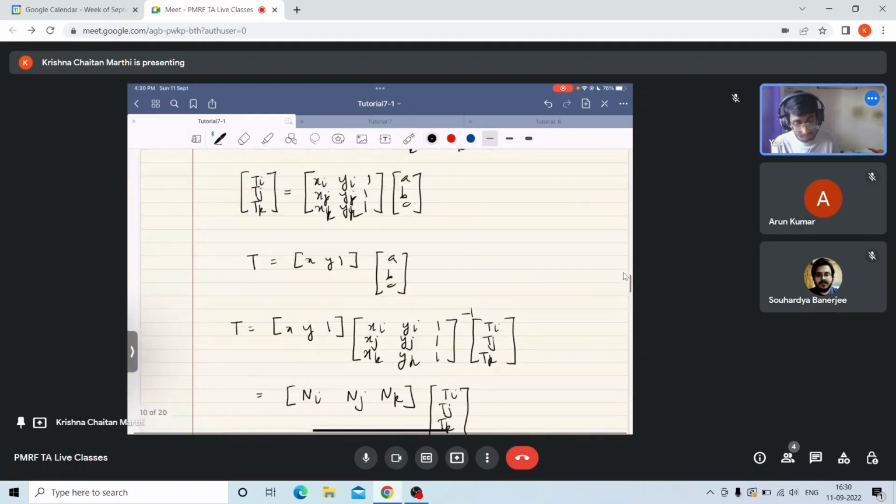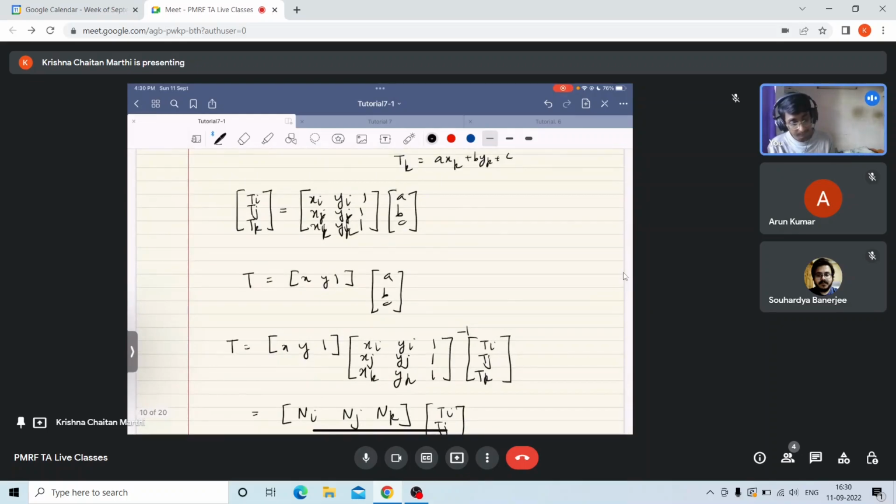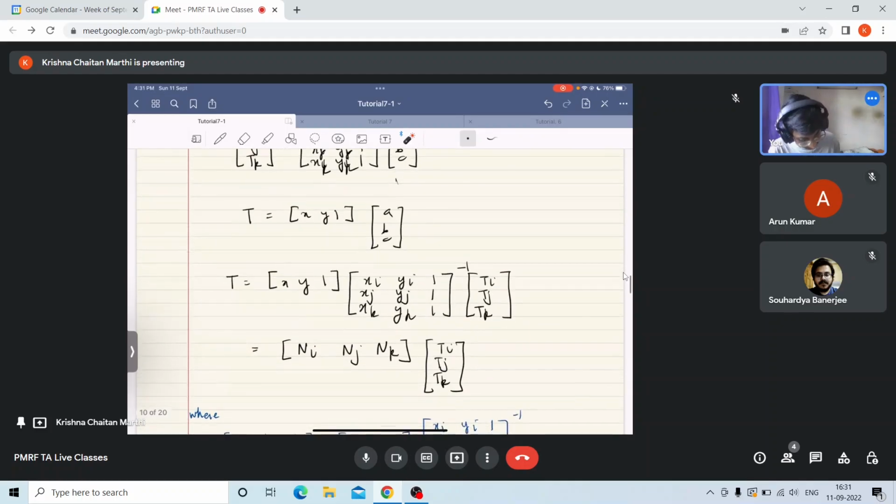If I take the inverse of this matrix and multiply, I will get the values of a, b, c. So I am substituting that: the matrix of xi yi 1, xj yj 1, xk yk 1 inverse, times ti tj tk, multiplied by x y 1. So this term is basically my Ni Nj Nk.